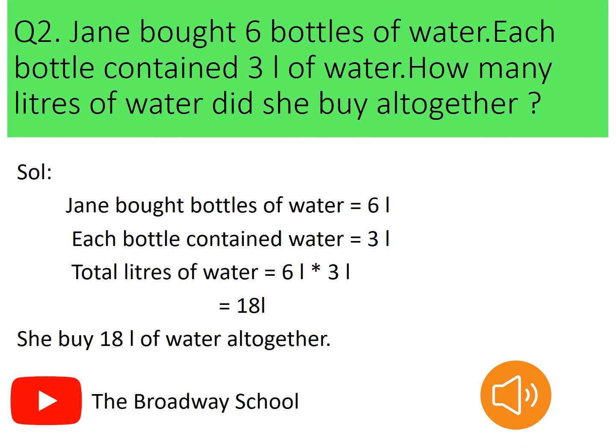Now move on page number 137. Question number 2. Jane bought 6 bottles of water. Each bottle contained 3 liters of water. How many liters of water did she buy altogether? So in this question you are going to do the multiplication. Jane bought bottles of water is equal to 6. It will be your first statement. Second statement, each bottle contained water is equal to 3 liters, and your final statement will be total liters of water that we need to find out. 6 multiplied by 3 liter is equal to 18 liters.